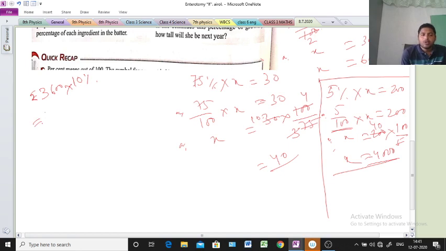Okay, so now find out rupees 3600 into 10% means 10 by 100, or not? 10 by 100. Okay, now 00 cancel, this 00 cancel. So that means rupees 36 into 10. Rupees 36 into 10 means what? Rupees 360. Okay, clear?